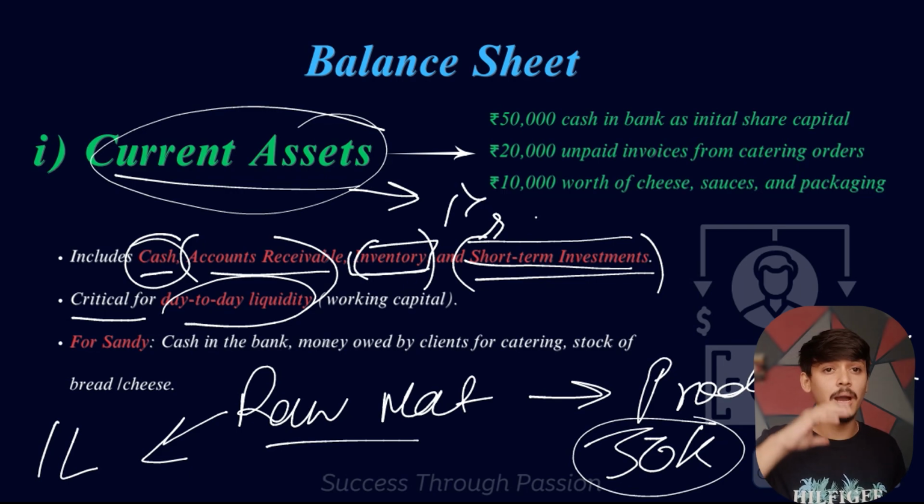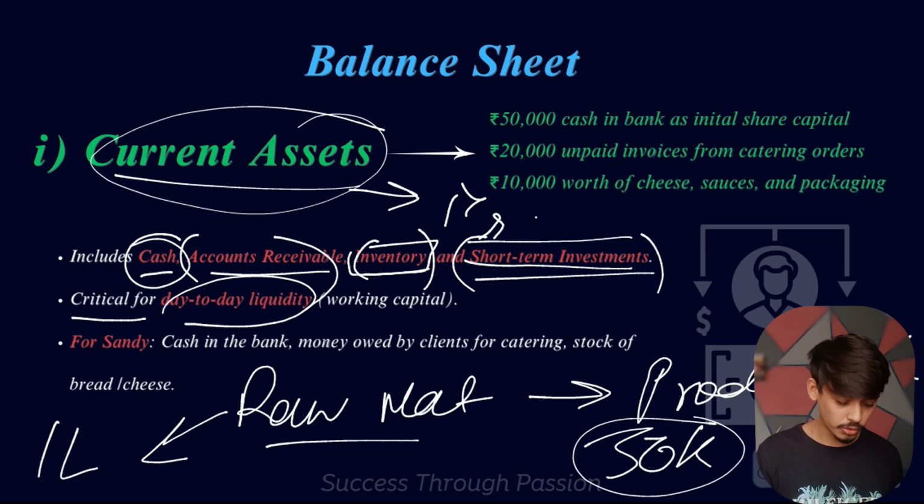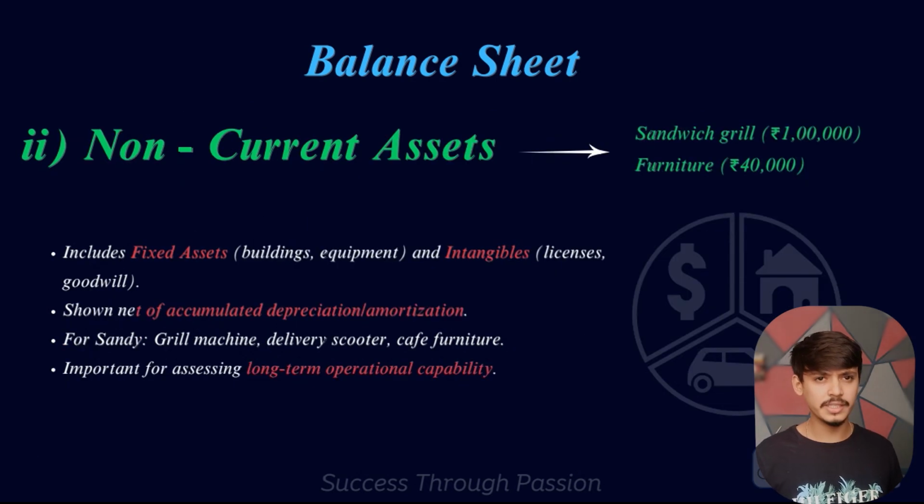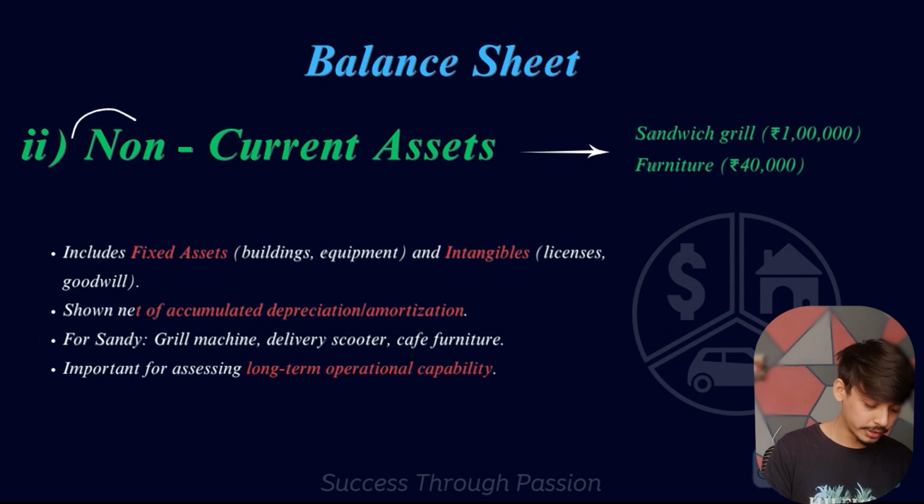If the business has high amounts of this current asset, we can say that it can operate in the short term very effectively, and that is the importance of current assets. When we model this entirely, we will come to our case study of Sandy's company. For now, we will go to the second header of asset, that is non-current assets.